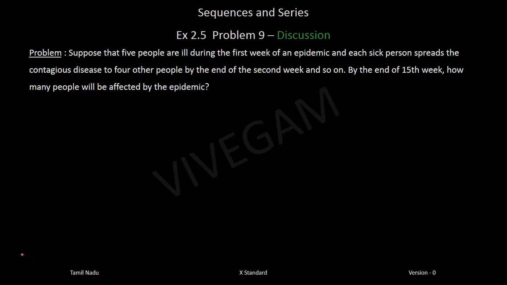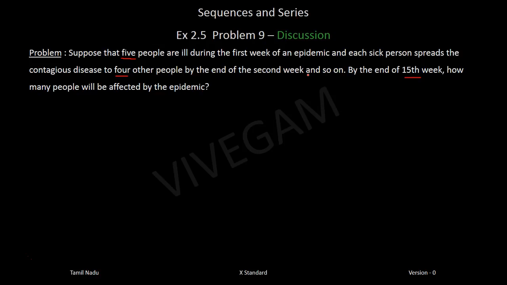So what they say is that initially, in the beginning of the week, you have 5 people who are sick, and it's a contagious disease, and every person spreads it to another 4. So what will happen? 5 people will become 20 at the end of the second week, right? And the third week will be 20 into 4, 80 people, and it goes on like that. Okay, so we want to know how many people will be affected by the 15th week.